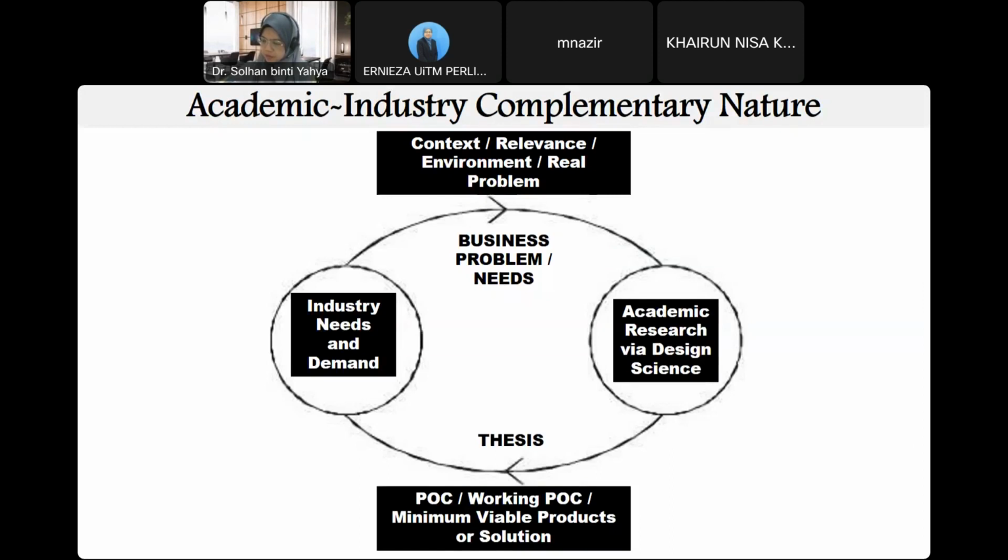As I said just now, we need to make industry our friend, and then we need to attract the industry to understand the thesis that we built after 3 years, right? So the framework that I'm promoting now is using the design science research paradigm and design science research methodology. And overall it is the design science research framework to build the thesis, right? And why? Because of the academic and industry complementary nature, all right? So we have a business problem out there.